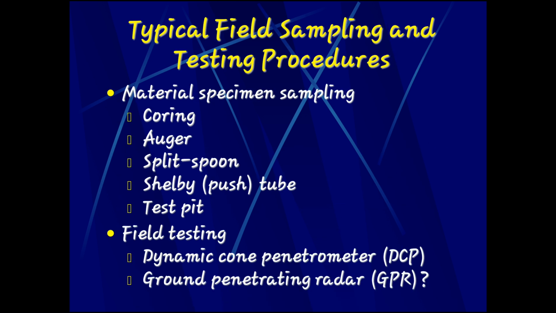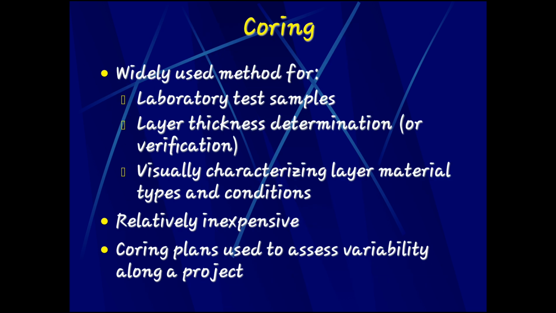Typical field sampling and testing procedures. Material specimen sampling: coring, auger, split spoon, Shelby tube, test pit. Field testing: dynamic cone penetrometer (DCP) and ground penetrating radar (GPR).